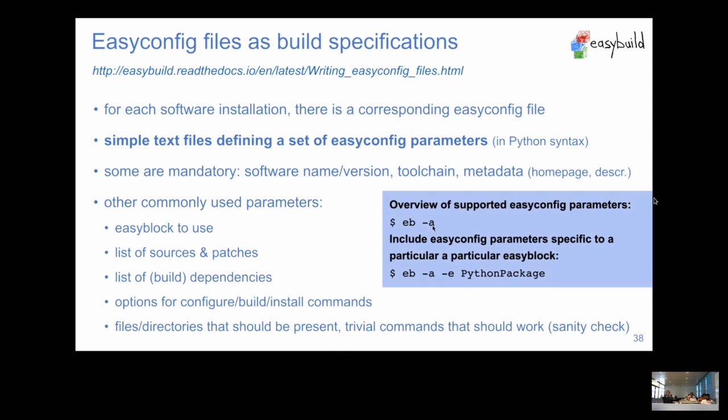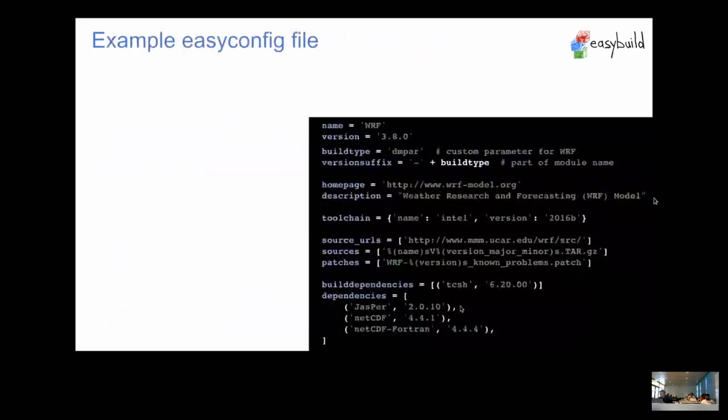There's a long list of easyconfig parameters supported. EasyBuild will spit them out in a fairly organized way. And for specific easyblocks, like the Python package easyblocks, you may get additional parameters that only make sense when using this easyblock. And you can get these as well when using the -E option and specifying the name of the easyblock.